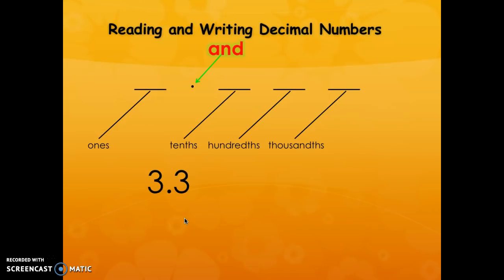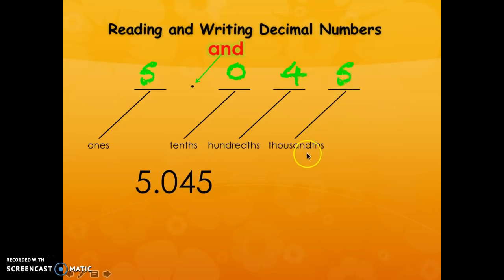Take a look at this one. Think in your head, how would you say this number? 3 and 3/10. Look at this example. Think about how you would say this number. Now, that 5 lands 3 places over. So since the 5 is landing in the thousandths place, we would call this 5 and 45 thousandths. 5 and 45 thousandths.